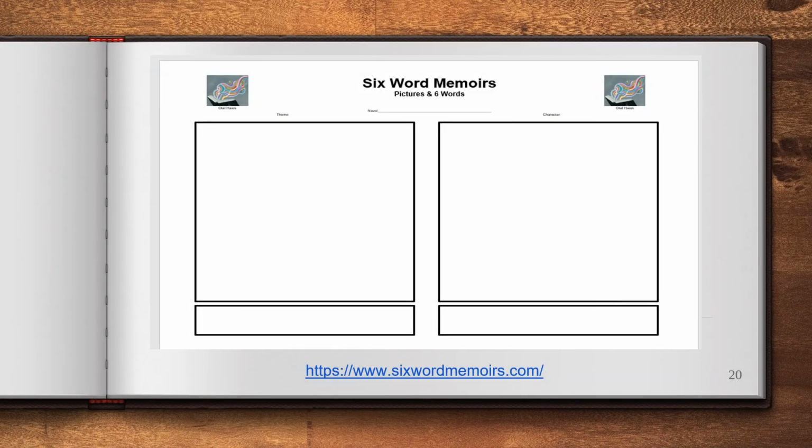6-word memoirs is very similar. It's what you can do when you want to describe the journey of a main character in a story that you've just read. You can write their journey in a 6-word memoir. It is actually used for a whole lot of other fun things. I'm just saying its use here for summarizing the journey of a main character.